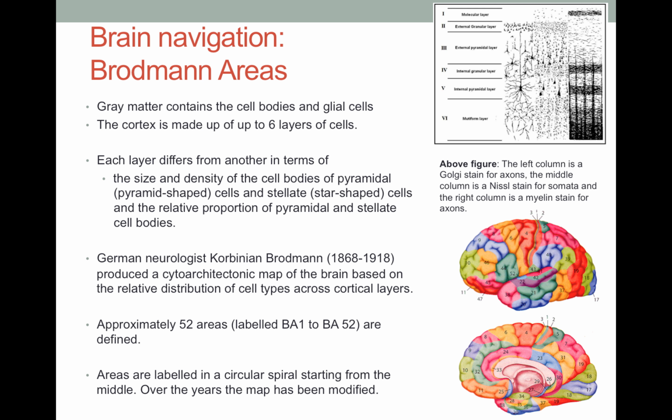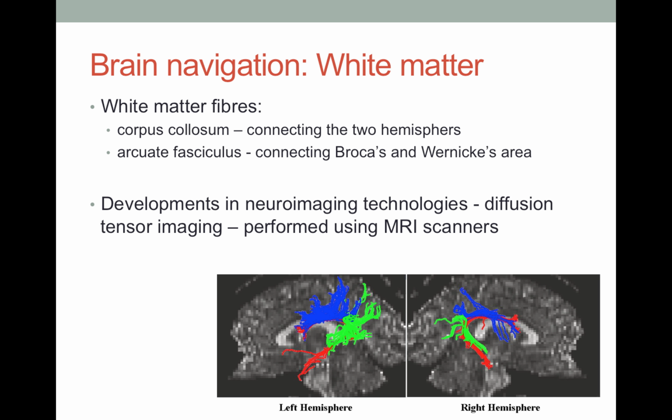And to add to this, there are now also names given to different networks of white matter tracts. The most commonly known one is the corpus callosum, which is the bundle of white matter fibres connecting the two cerebral hemispheres. But there's also the arcuate fasciculus, which we can see here in red, connecting Broca's area with Wernicke's area. Developments in neuroimaging technologies, primarily diffusion tensor imaging, performed using MRI scanners, can be used to explore white matter tracts in the brain. And we will cover this in more detail in our session on magnetic resonance imaging.